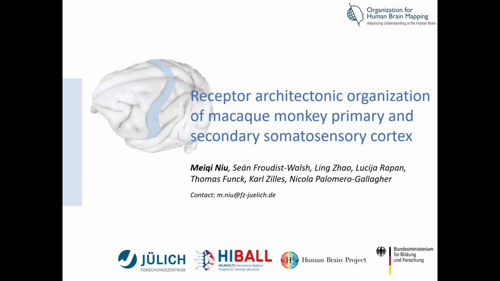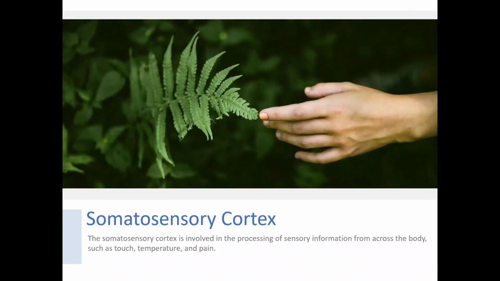Hi there. I'm so glad to have this opportunity to share my work with you. Today I'm going to talk about the receptor architectonic organization of macaque monkey primary and secondary somatosensory cortex. The somatosensory cortex is involved in the processing of sensory information from across the body, such as touch, temperature, and pain.